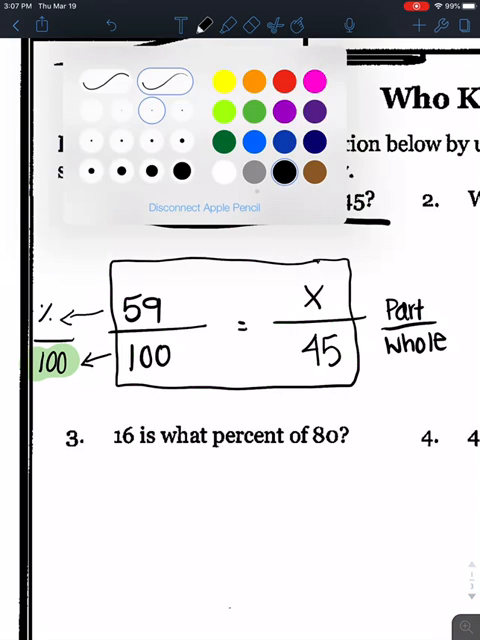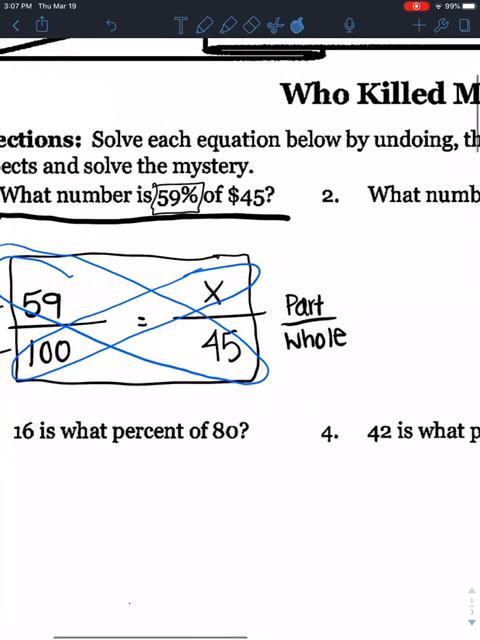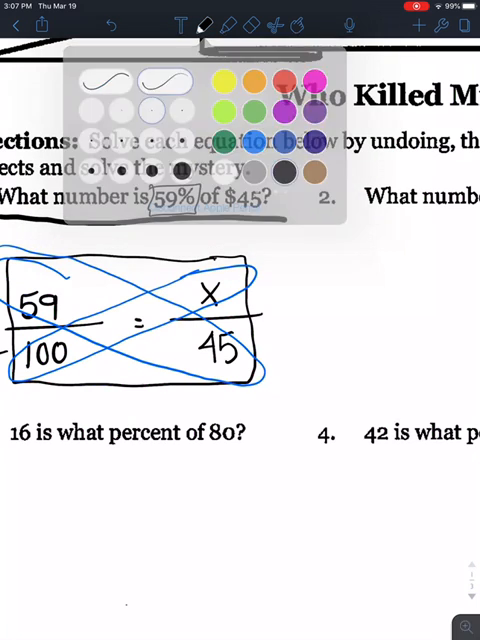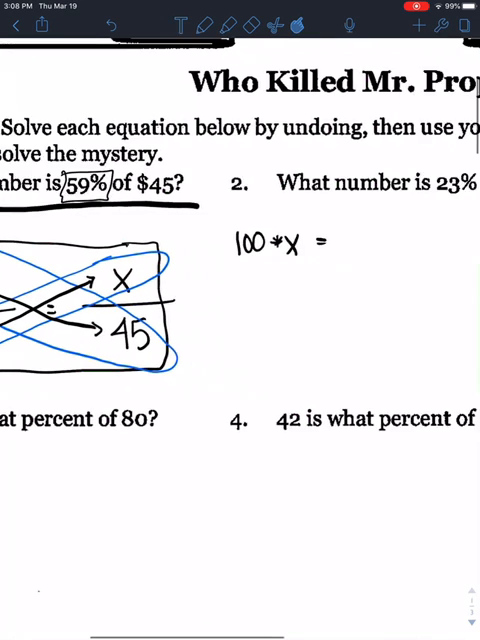Okay, and our next step, we need to draw our circles across. And they look more like ovals because that's going to give us a little hint as to what we need to multiply. I'm going to delete this just for now so that we can rewrite our problem. So I'm going to take this number here, which is 100, and multiply it by x because that's what's in that oval. So I'm going to do 100 times x, and I'm going to put my equal sign. And then I'm going to do 59 times 45.